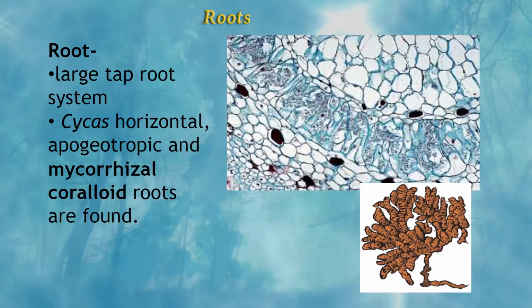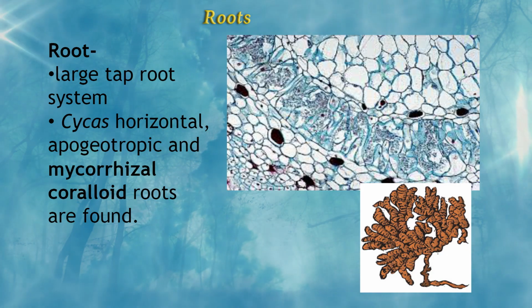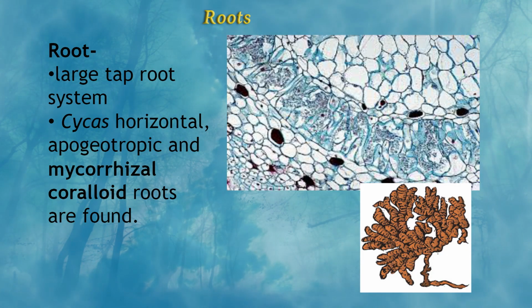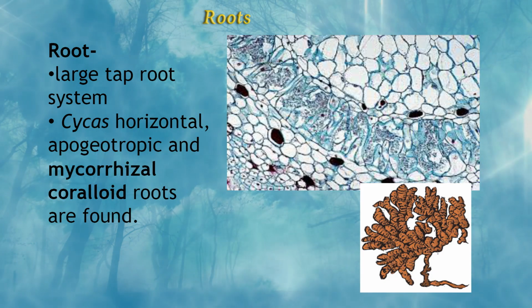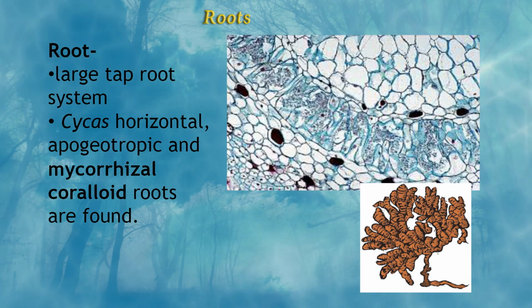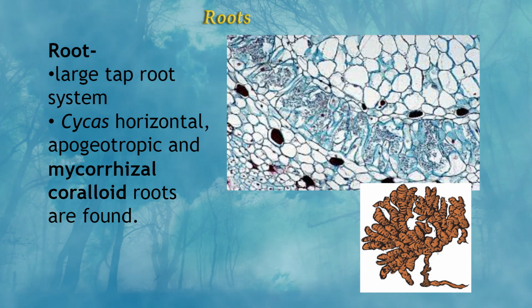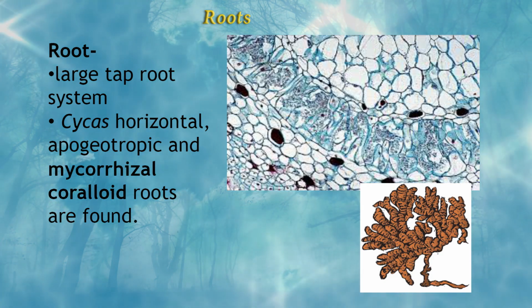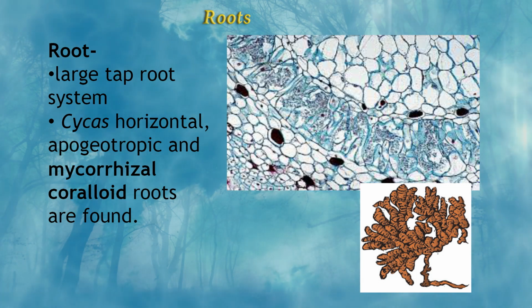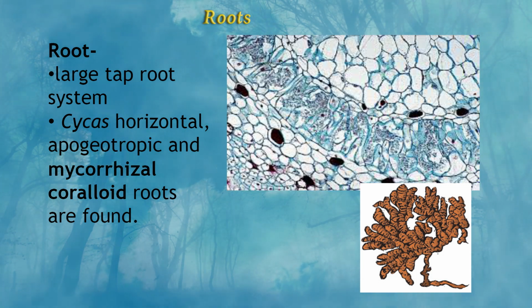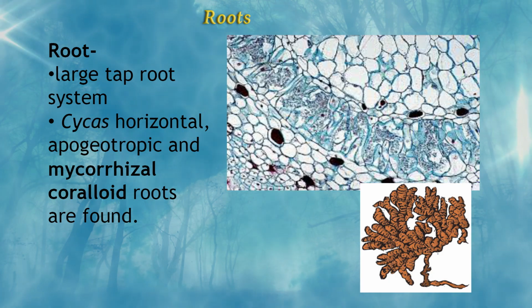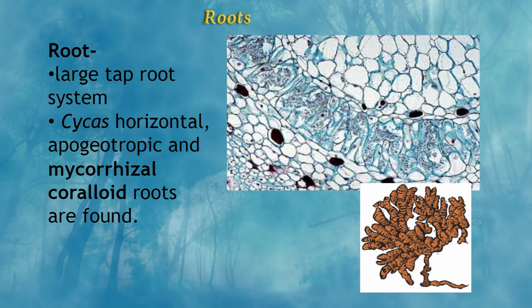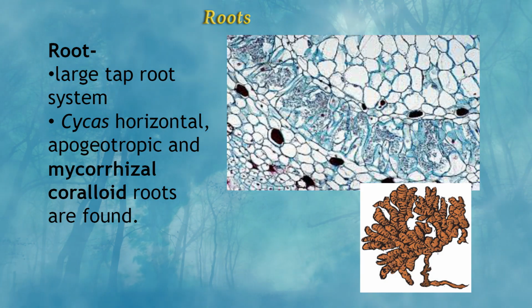Another very important character is the root. The first root is a tap root, a large system, but in Cycas some other type of root, called coralloid root or mycorrhizal coralloid root, is also found. It is apogeotropic. What does it mean? It grows upward from the ground. They are negatively geotropic, and they also lie down parallel to the earth, and they have an algal component in their root which also gives them nitrogen. So, coralloid root is also a very important character of the plant Cycas.